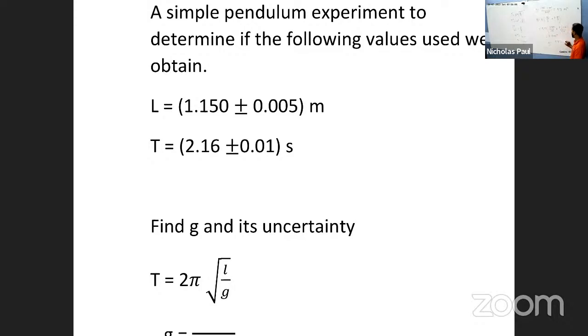And then combine your answers. 9.73 plus or minus 0.13. Okay. So that's the way you work out your errors.